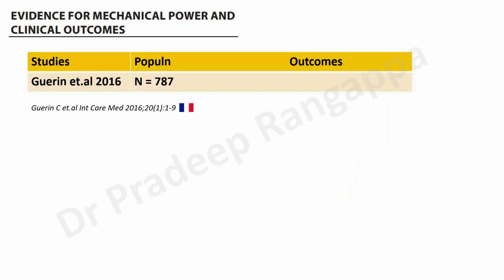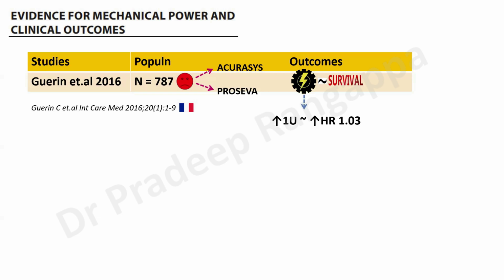So, what about human studies? This was a study that came from the French group in Intensive Care Medicine, Guérin et al. They looked at 787 patients with ARDS, and these patients were not recruited. These were database patients taken from the ACURASYS trial and the PROSEVA trial, and they showed that mechanical power had a good correlation with survival. With every 1 unit increase in mechanical power, there was a hazard ratio of 1.03 on survival, which means a 1 unit increase in mechanical power has a bearing on increasing mortality. This was shown in this particular study.